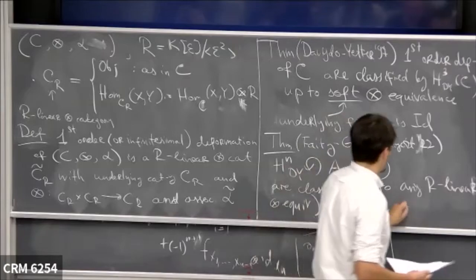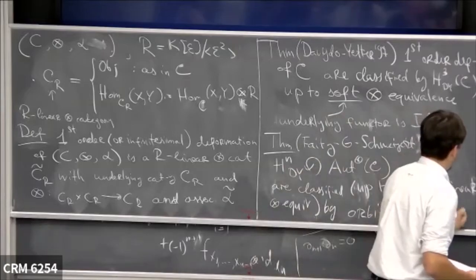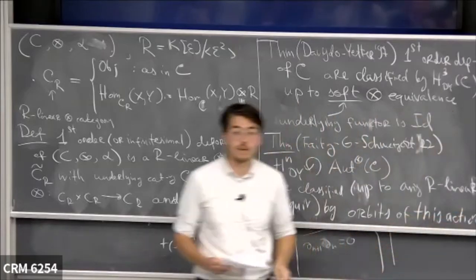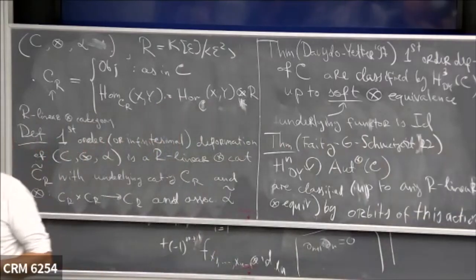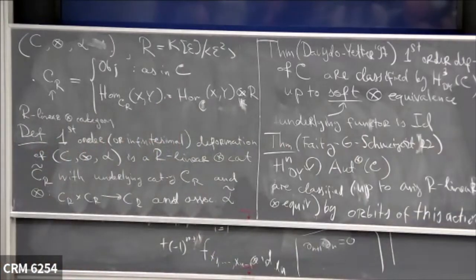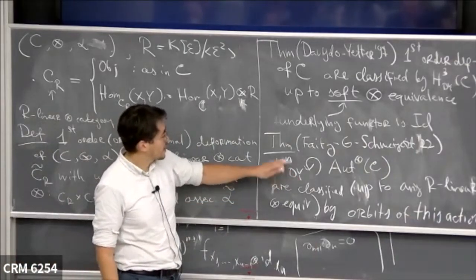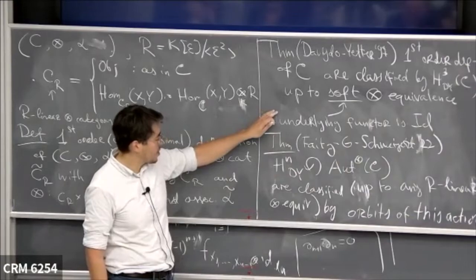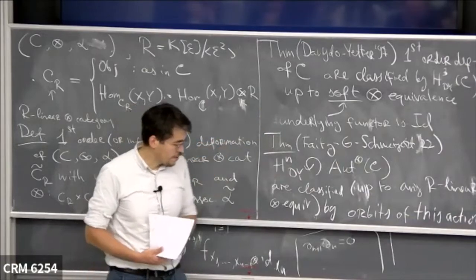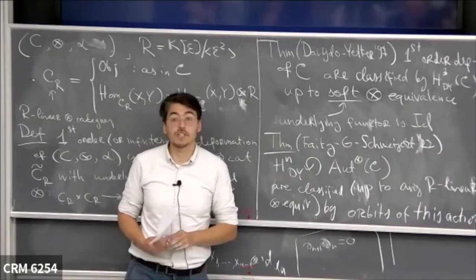A quick question. So the soft equivalences, are they classified by the second cohomology, the Davydov cohomology? Soft equivalences, yes, right. The second Davydov cohomology classifies your monoidal deformations of identity functors.